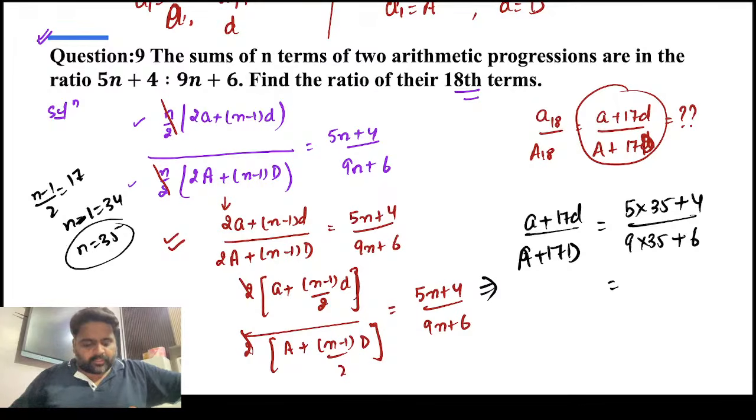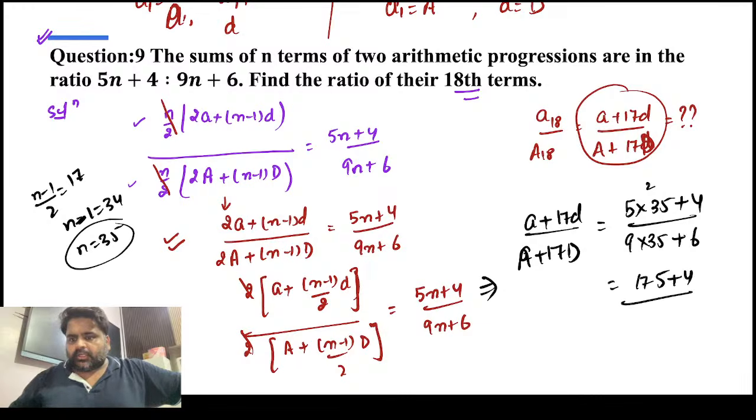Let me repeat, please wait for a while. I'll repeat. The value of this is, when you multiply 35, 5 fives are 25, 5 sevens are 35, that is 175 plus 4. And 9 times 35 is 315 plus 6. The value is 179 upon 321.